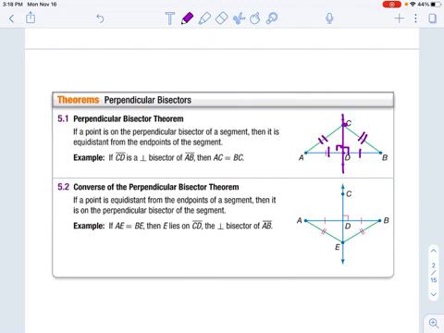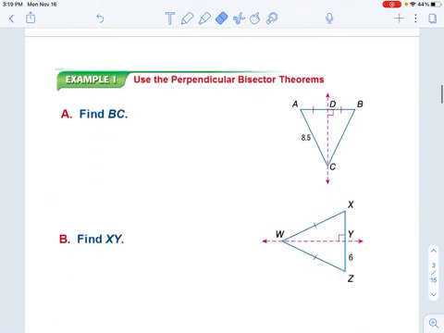We also have the converse of that. If we know, in this case, E is equidistant from A and B, then we know that this line here is the perpendicular bisector to the segment AB. So we can use that to solve some things. So we have the perpendicular bisector theorem here.